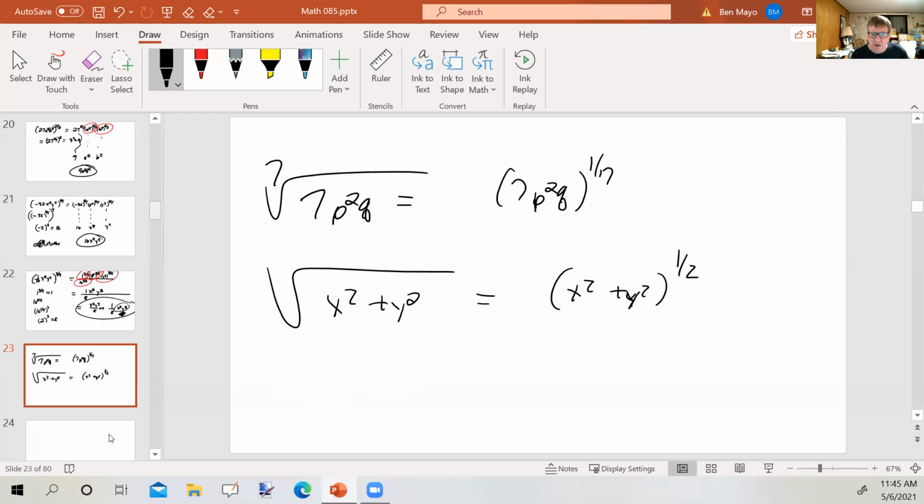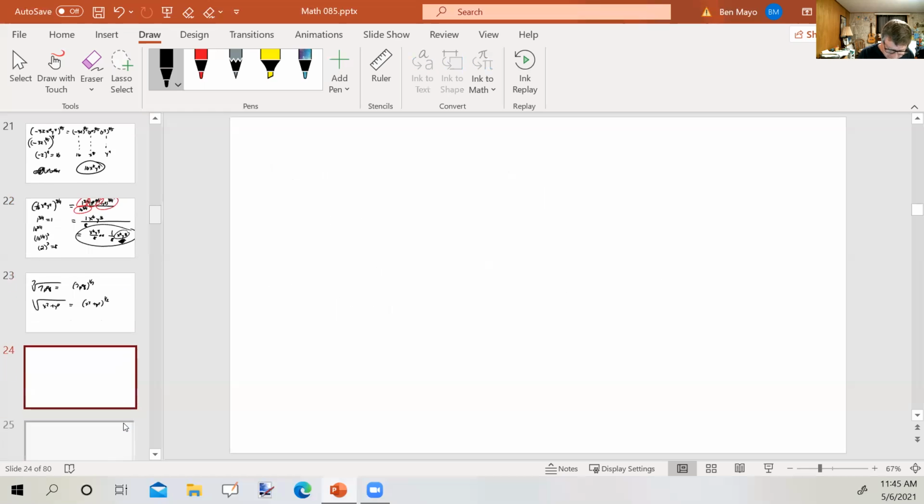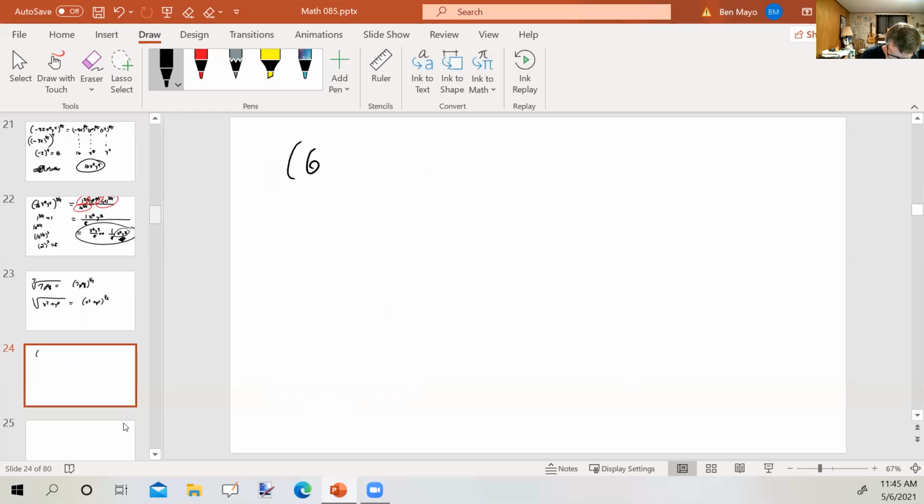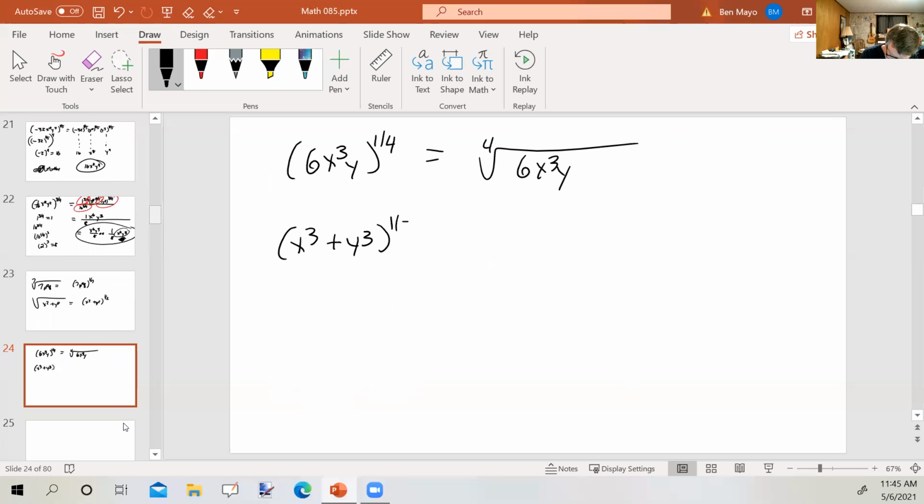Let's go the other direction. Let's change some exponential expressions into radicals. 6x cubed y to the 1/4 power becomes the 4th root of 6x cubed y. X cubed plus y cubed to the 1/3 power becomes the cube root of the quantity x cubed plus y cubed.